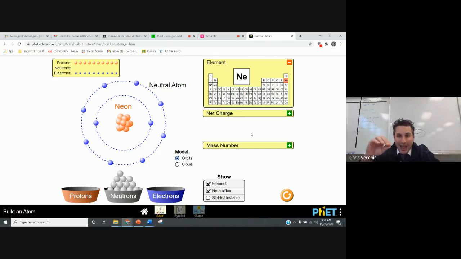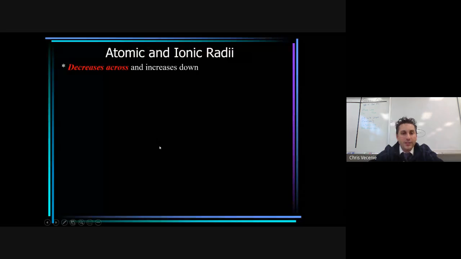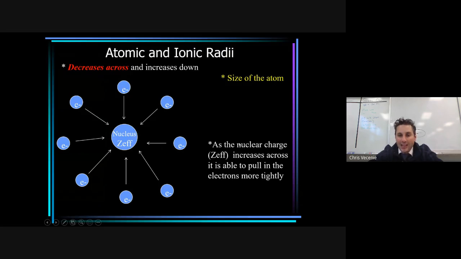All right, so as we go across any row, the number of rings stays constant, but the protons get bigger, so the atoms get pulled tighter. The outer ring gets pulled closer. All right, so that's what's happening as you go across. All right, let's talk about what happens as you go down the group, right? So on the notes here, I say as the nuclear charge increases across the row, it's able to pull the electrons of that outermost ring in more tightly, therefore they shrink. That's what this is saying, and then think back to when we were building the atom.